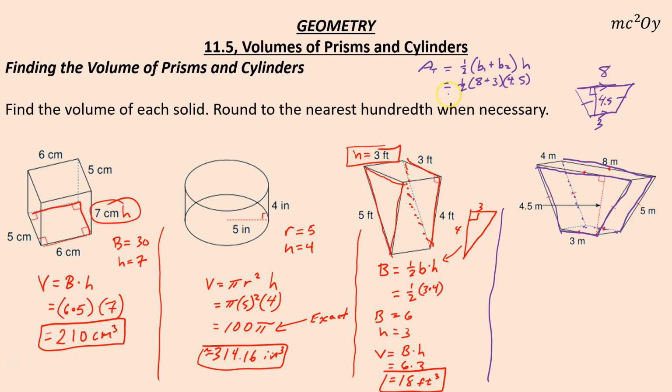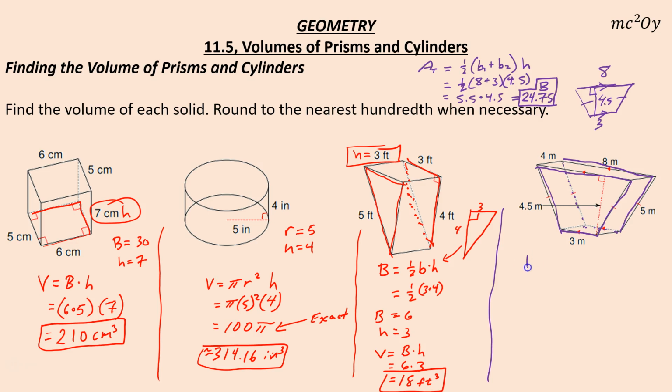We've got 11 times 1/2 is 5.5 times 4.5. It looks like the area of that trapezoid is 24.75. That is B, 24.75.